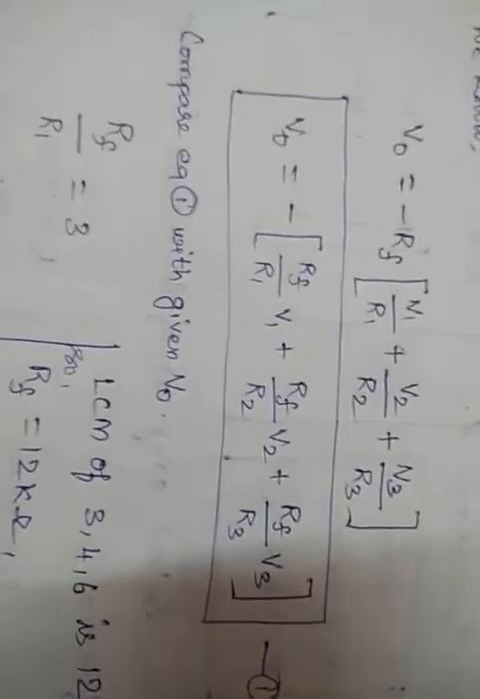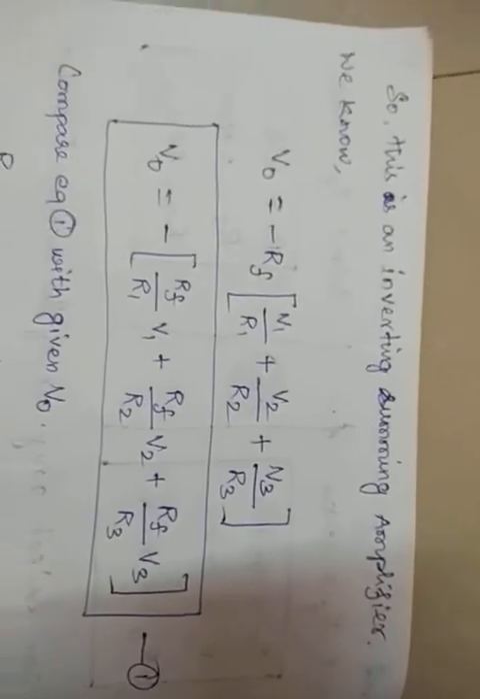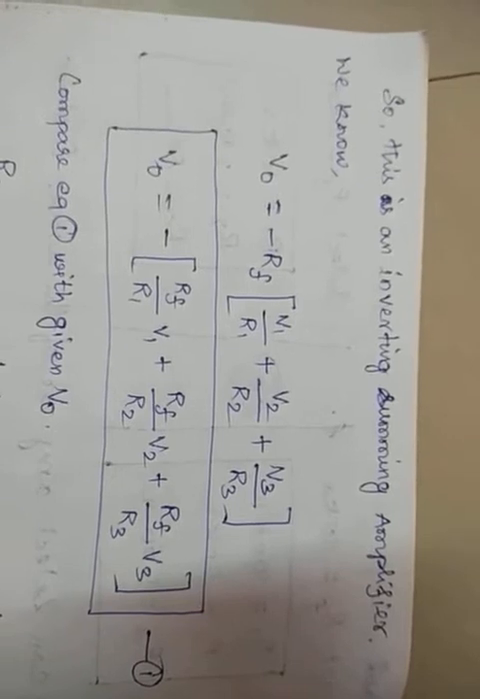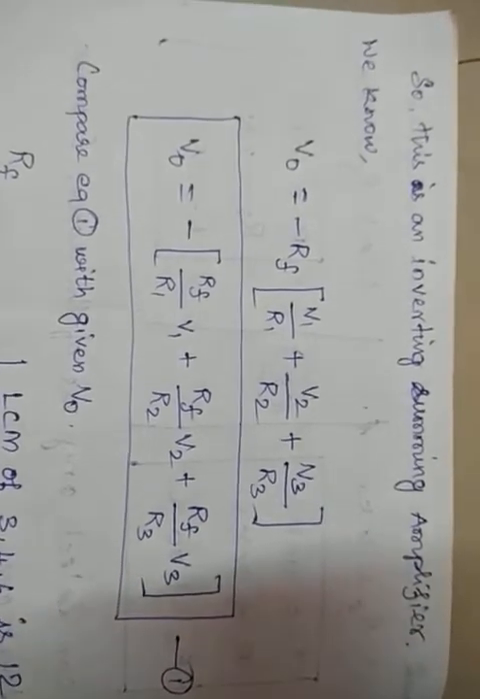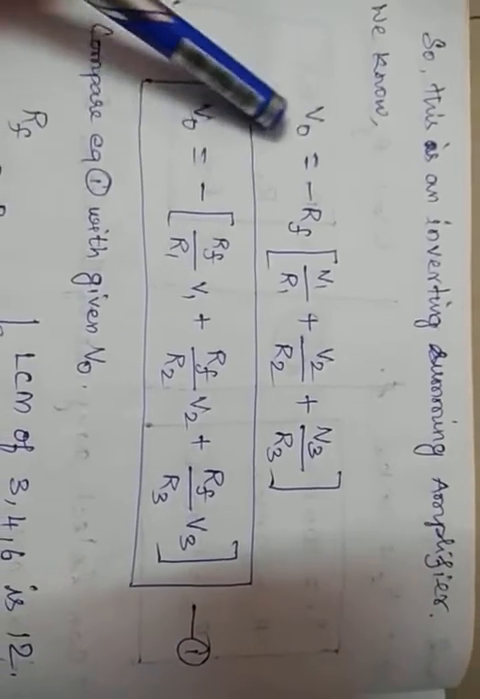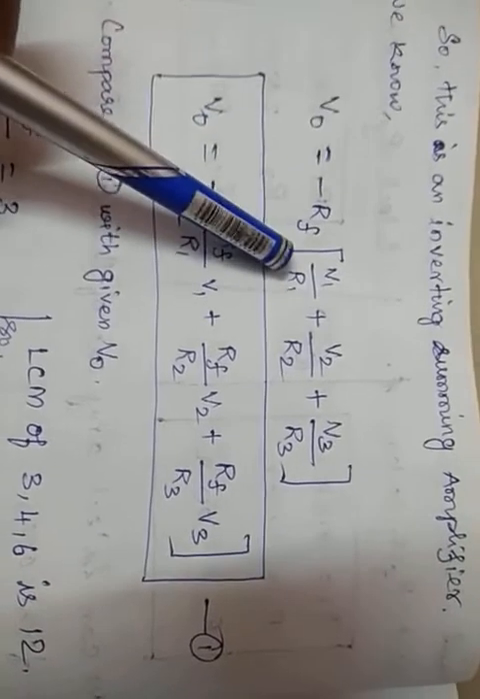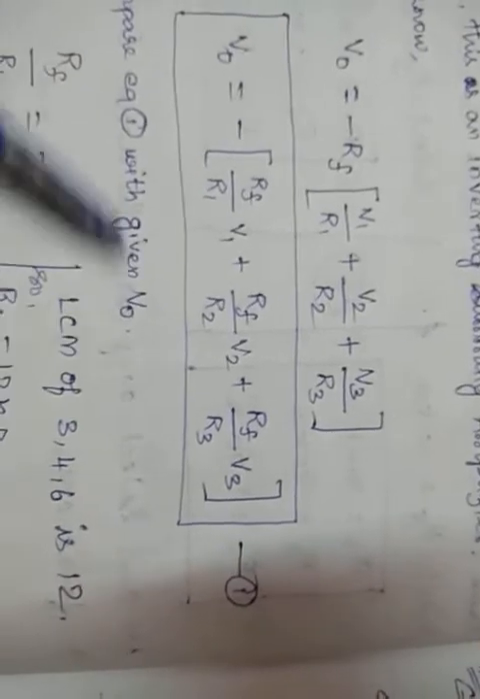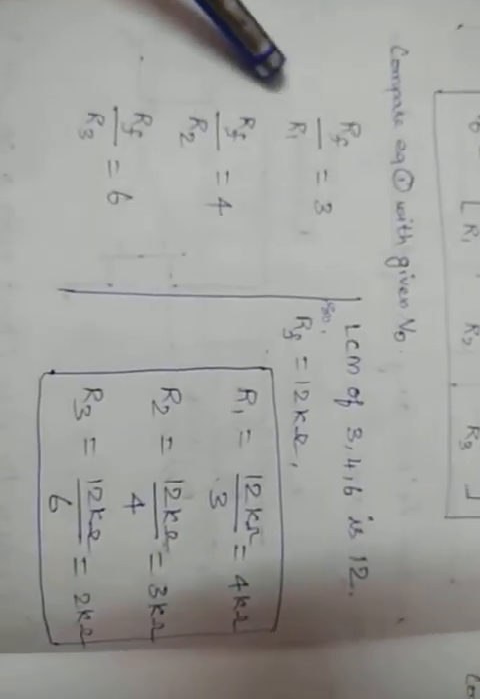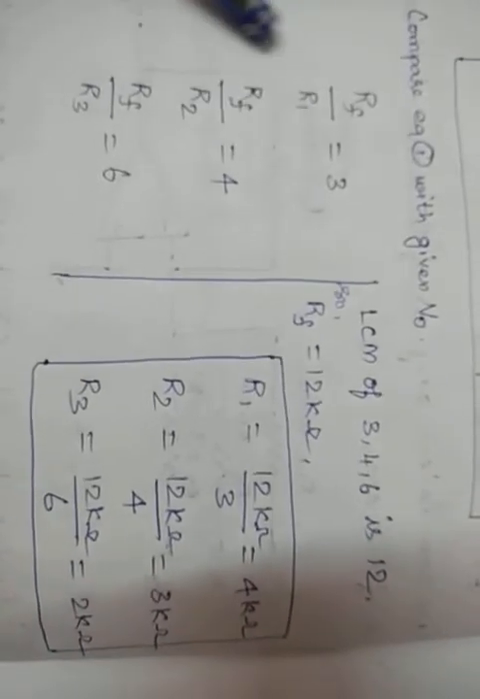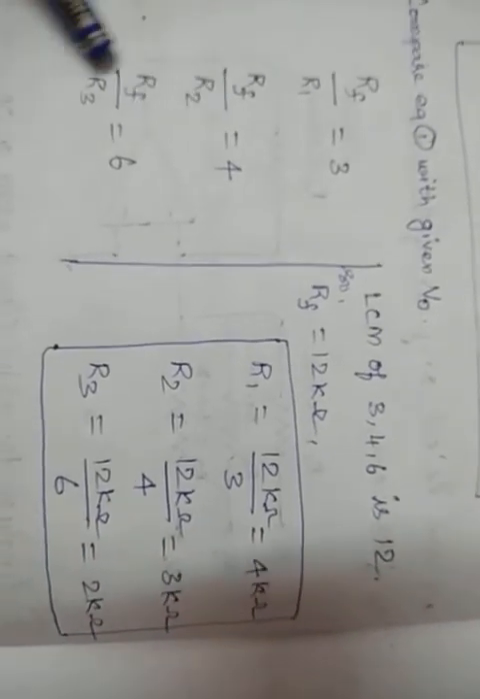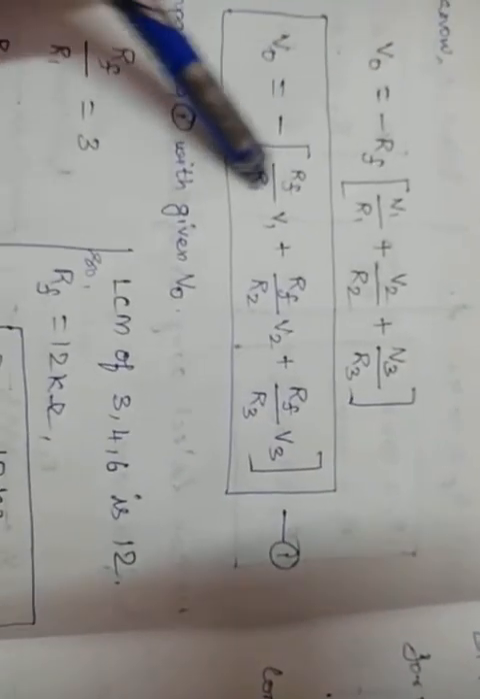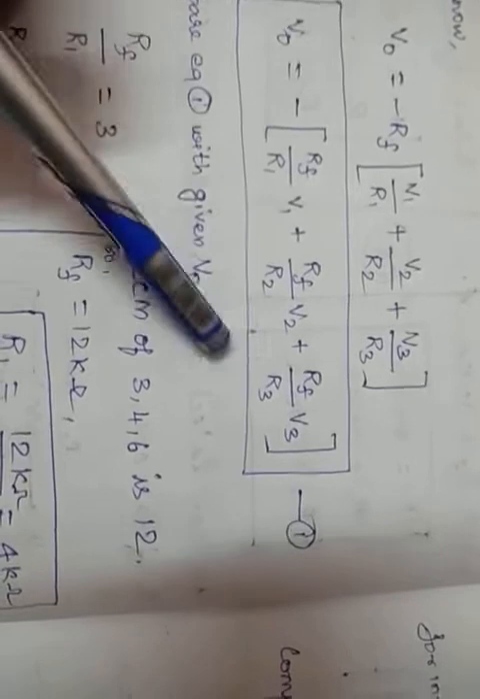So we know how to calculate the output of this circuit. The formula we know: Vout equal to minus Rf into V1 by R1 plus V2 by R2 plus V3 by R3. Compare this equation with the given value. So we get these ratios: Rf by R1 is 3, Rf by R2 is 4, Rf by R3 is 6.